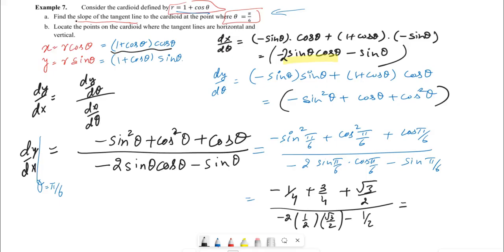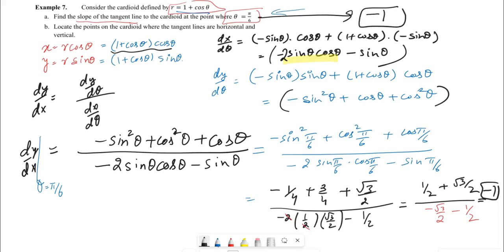This is basically half plus root 3 by 2, divided by, this cancels, negative root 3 by 2 minus half. You can see that they are the same except for the negative sign, so they can cancel each other. We will be left with negative 1. So the answer to the first question is negative 1. The slope of the tangent to the cardioid at this point is negative 1.